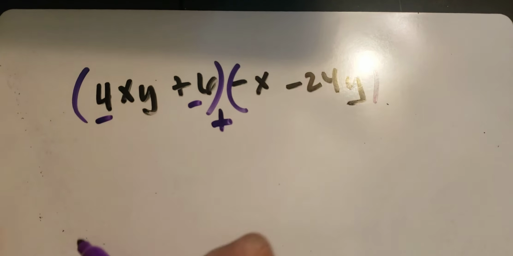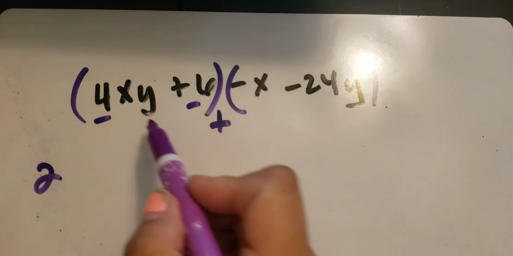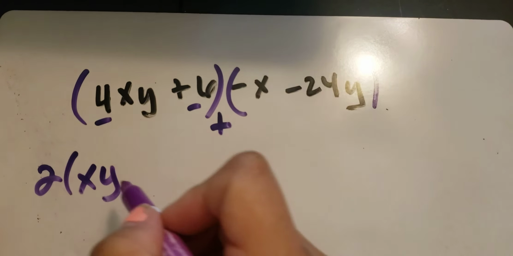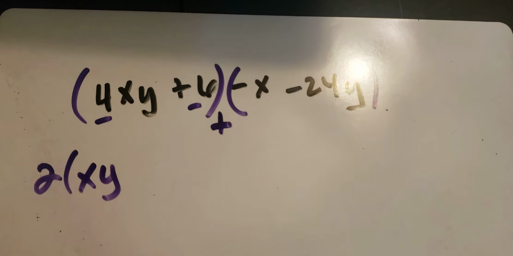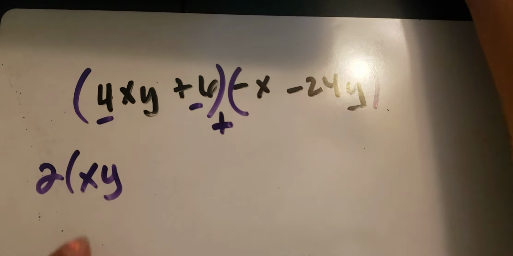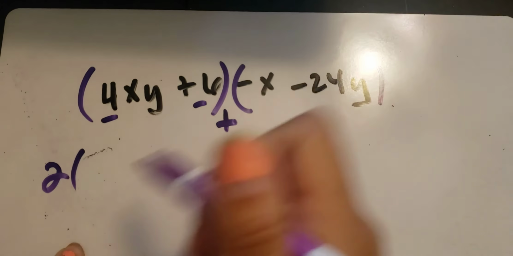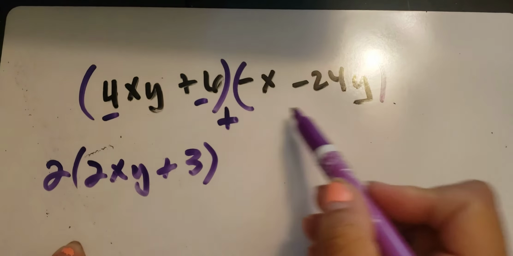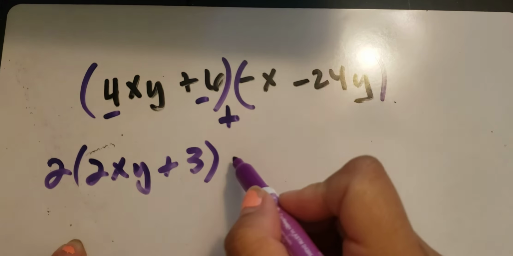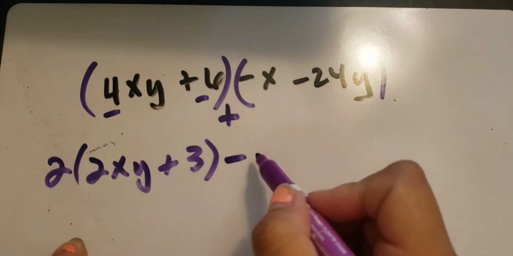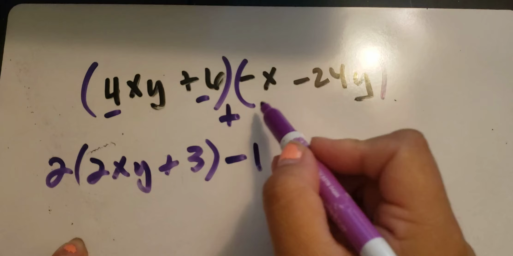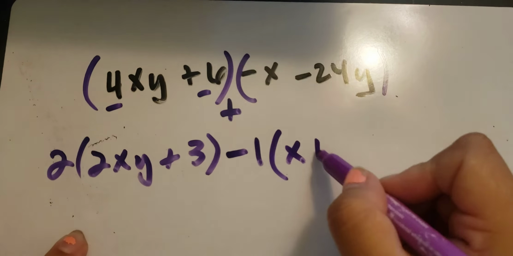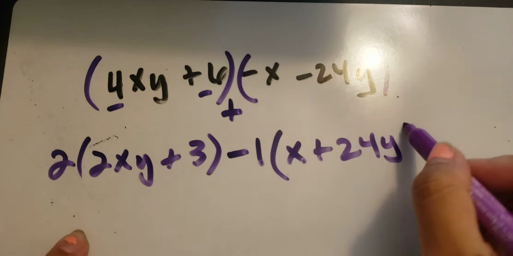So between 4 and 6, I can factor out a 2. Notice they don't have any variables in common, so I'm going to keep the xy. And then, oops, I should have kept a 2xy plus 3. Then I look at these two, and I know they both have a negative, so I'm going to factor out a negative, just a -1 because there's no coefficient here. And then here we have an x, and here we have a 24y.